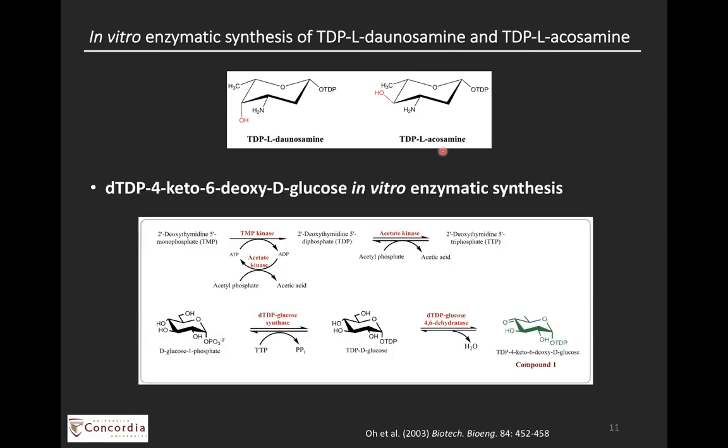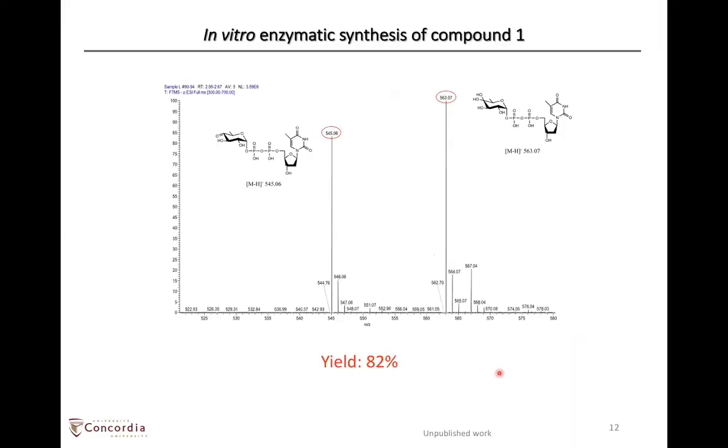Towards this objective, first, using this paper with slight modifications, we have synthesized and purified compound 1, or TDP-4-keto-6-deoxy-D-glucose. I have shown the mass spec data for compound 1, and this is compound 1, and this is the hydrated form of compound 1, and I was able to get a yield of 82%.